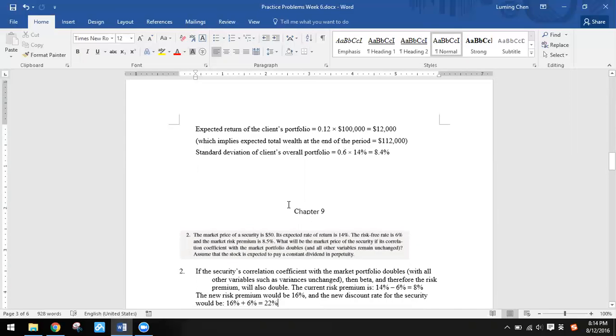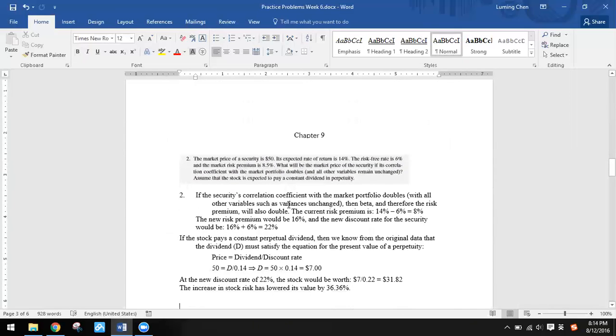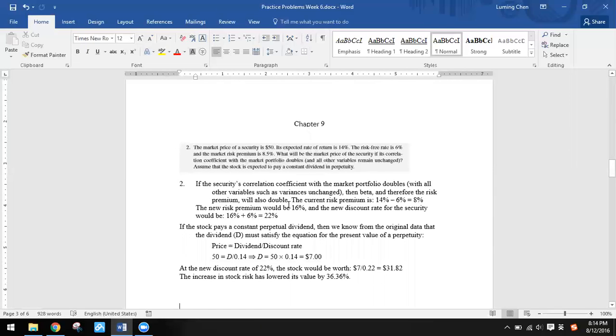Chapter 9, number 2. The market price of the security is $50. Its expected rate of return is 14%. The risk-free rate is 6%, and the market risk premium is 8.5%. What will be the market price of the security if its correlation coefficient with the market portfolio doubles and all other variables remain unchanged? Assume that the stock is expected to pay a constant dividend in perpetuity.